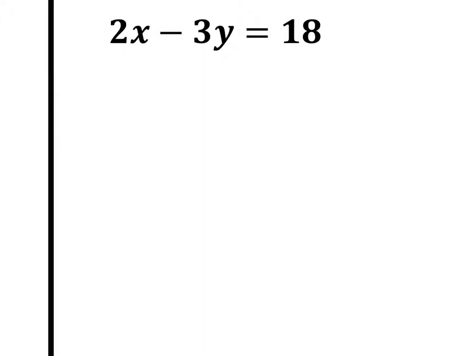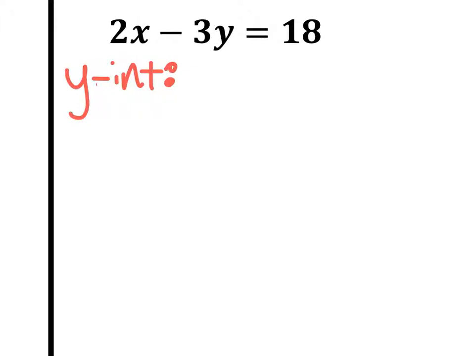We have 2x minus 3y equals 18. We're asked to find the intercepts. I'm going to start with my x-intercept. No, my y-intercept. So if I want to find the y-intercept, let me just label that so I know what I'm solving for. Y-intercept. I'm going to do that work right here.